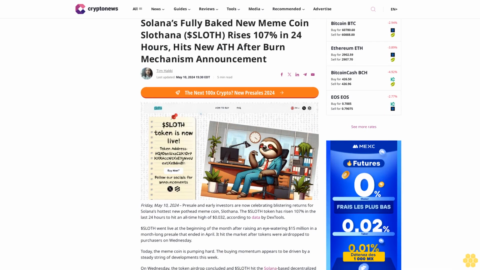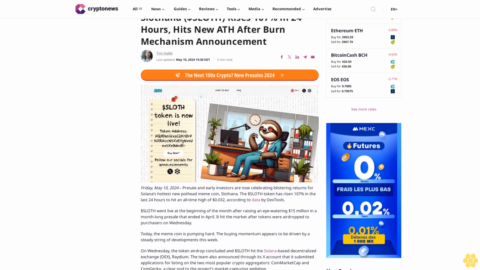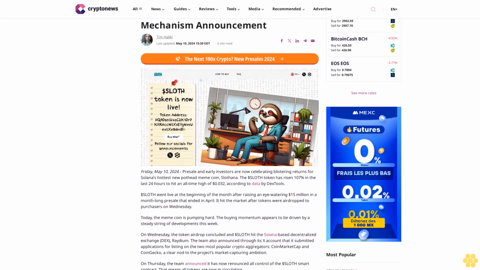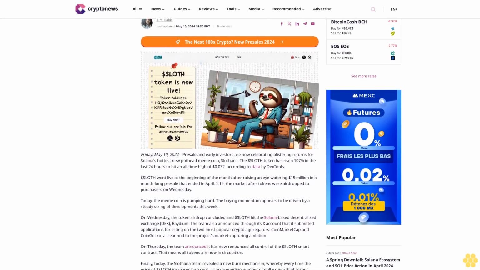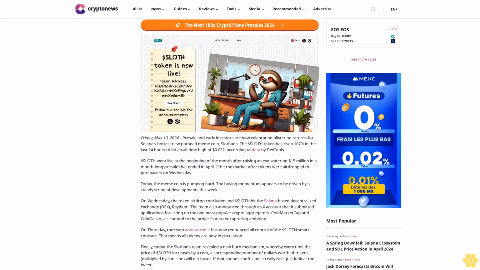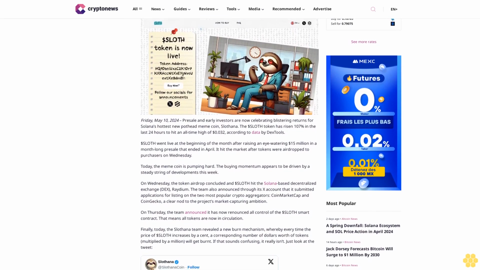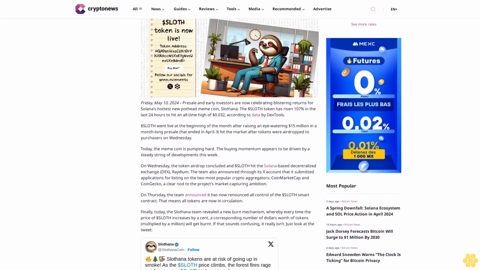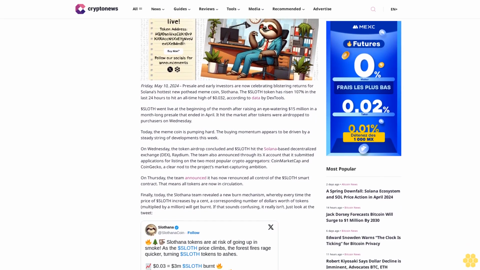Solana's fully baked new meme coin Slothana ($SLOTH) rises 107% in 24 hours, hits new ATH after burn mechanism announcement. Tim Hakki, last updated May 10, 2024, 15:30 EDT, 5-minute read. Friday, May 10, 2024. Presale and early investors are now celebrating blistering returns for Solana's hottest new pothead meme coin, Slothana. The $SLOTH token has risen 107% in the last 24 hours to hit an all-time high of 32 cents, according to data by DexTools.